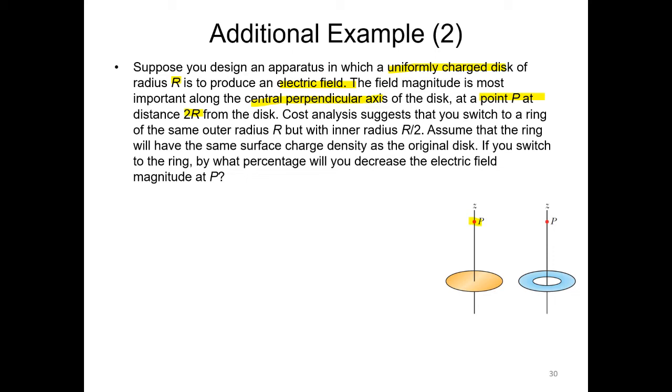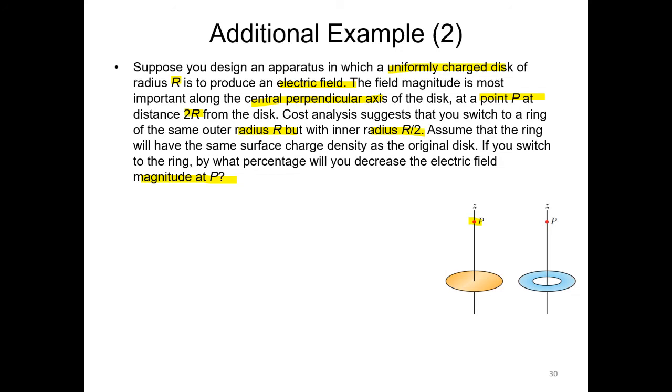The radius of the disk is r. And the cost analysis suggests that you switch to a ring of the same outer radius r, but with an inner radius r/2. So this ring is a bit different from the ring we discussed previously. The ring we discussed previously is a very thin ring, but for this ring it has a very large width. Assume that the ring will have the same surface charge density as the original disk. If you switch to the ring, by what percentage do you decrease the electric field magnitude at P?